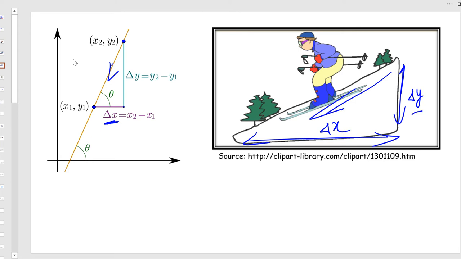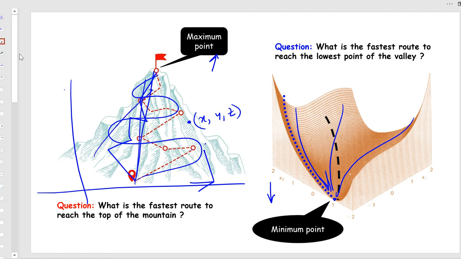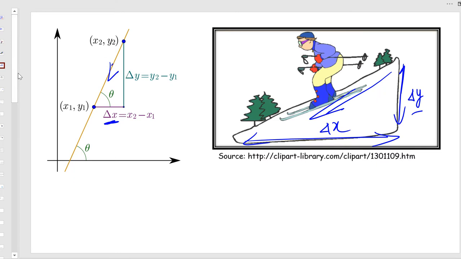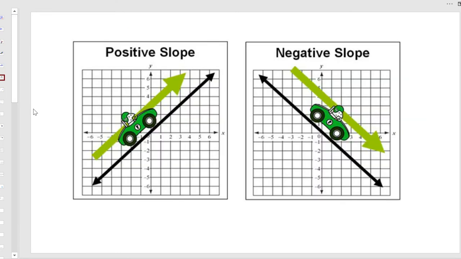Now, why is this important? Because look at the problem. You want to go up or you want to go down. So which would be the shortest route? There are only two types of slopes: either a positive slope going up, or a negative slope.